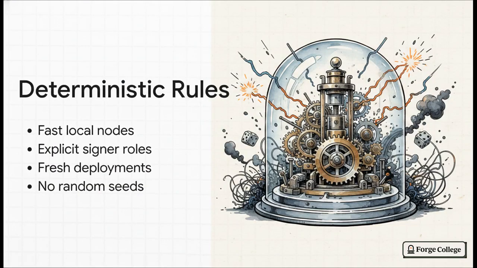Well, the answers are pretty straightforward. We use fast, local, in-memory nodes. We assign explicit roles to signers. We rely on fresh deployments for complete isolation, and we avoid random seeds or external network quirks. Deterministic isolated tests are basically the holy grail. Why? Because they allow us to iterate rapidly and confidently, knowing for sure that a failure means a bug in our code, not just some random glitch in the network.